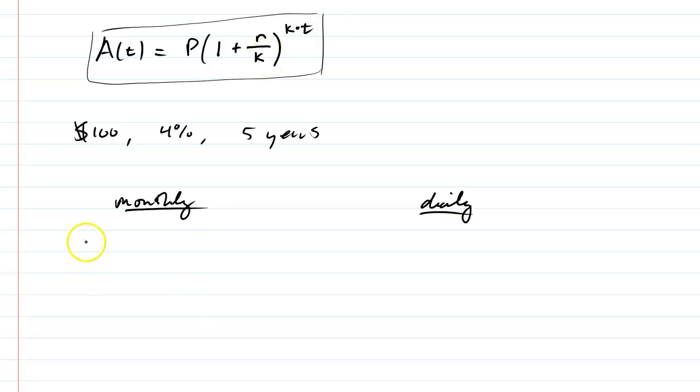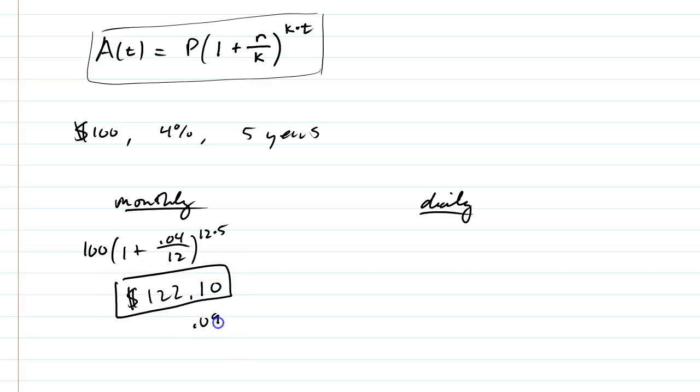So back here, monthly, you have 100 here. 1 plus, the rate is 0.04. Monthly is 12. 12 times 5 years. Now please be really careful when you put this in your calculator. There are so many students that have the right setup, but when it comes time to put this in your calculator, that's what they mess up. Alright, so this is $122, and if I'm rounding correctly, it would be 10 cents. It was 0.0996.